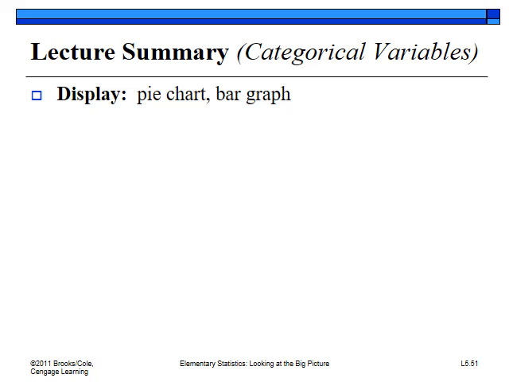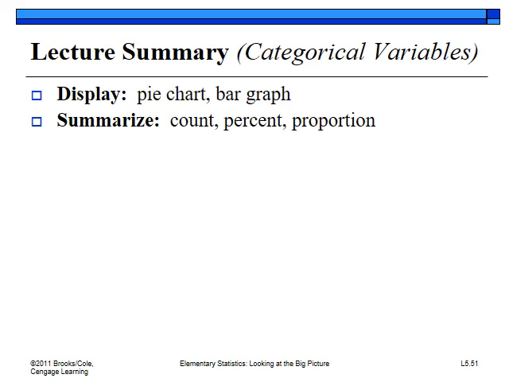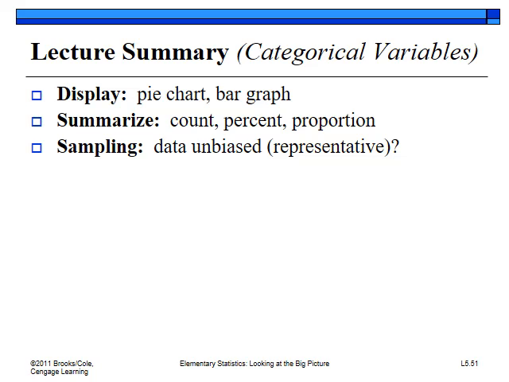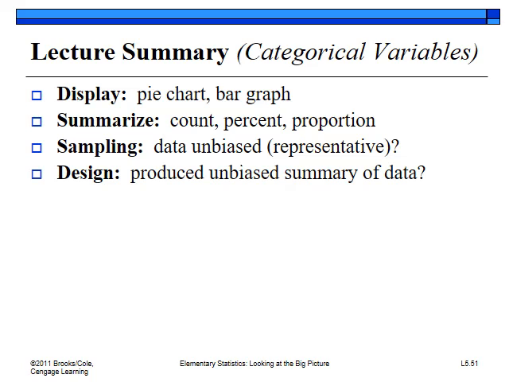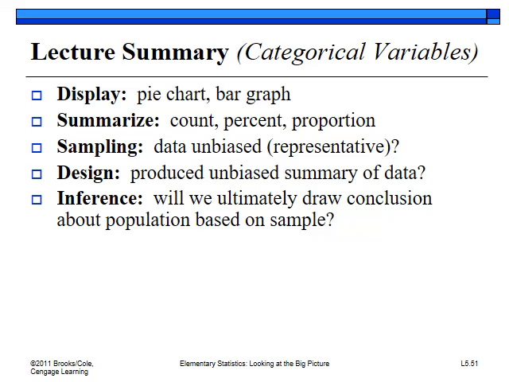To summarize, here's what we considered today. We looked at displaying single categorical variables using a pie chart or a bar graph. We talked about how to summarize the single categorical variable using the count, percent, or the proportion. We talked a little bit about biased and unbiased data sampling, whether the sample is representative of the population. We talked a bit about survey design, and we looked ahead a bit at what we're going to be talking about when we talk about inference in this situation.